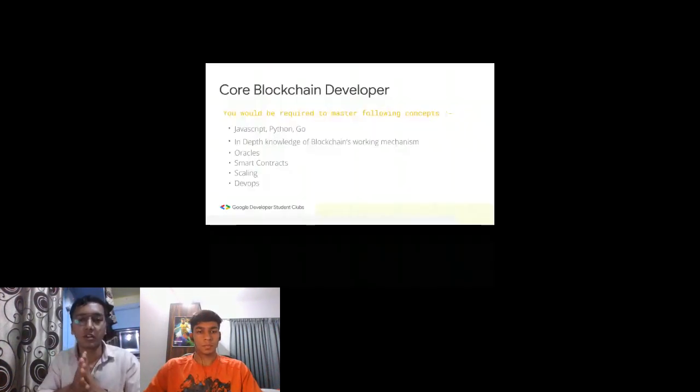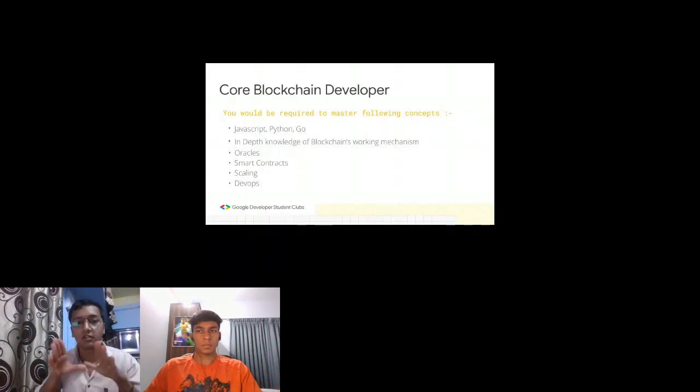So for core blockchain development, you need very in-depth knowledge of blockchain, as you are going to build one, obviously, and some programming languages like JavaScript, Python, Go, Golang, etc. Knowledge of oracles, smart contracts, obviously. You need to know scaling and DevOps, and much more.